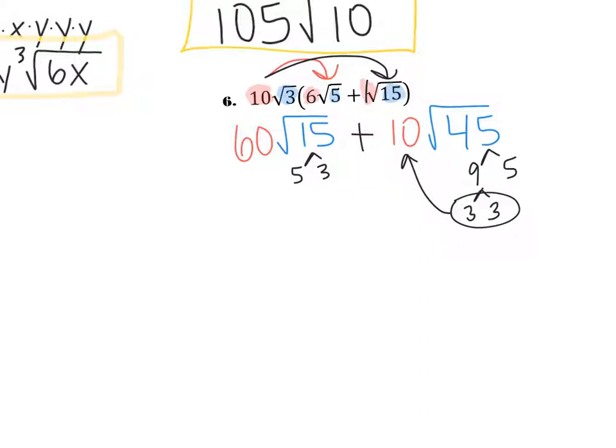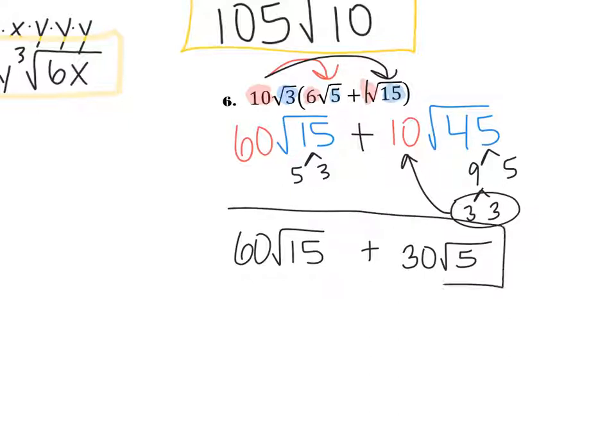Now you already have a 10 out in front, so 10 times 3 is going to give us 30. And remember, the 5 that didn't pair up is left underneath the radical symbol. I'm going to bring that down with the first term we said was already simplified, 60 square root 15. And it is an addition problem, so I'm going to check, can I add these two terms together? Are they like radicals? One is a square root 15. The second term is a square root 5. They are not like radicals, so we are completely simplified. Your answer is going to be two terms.